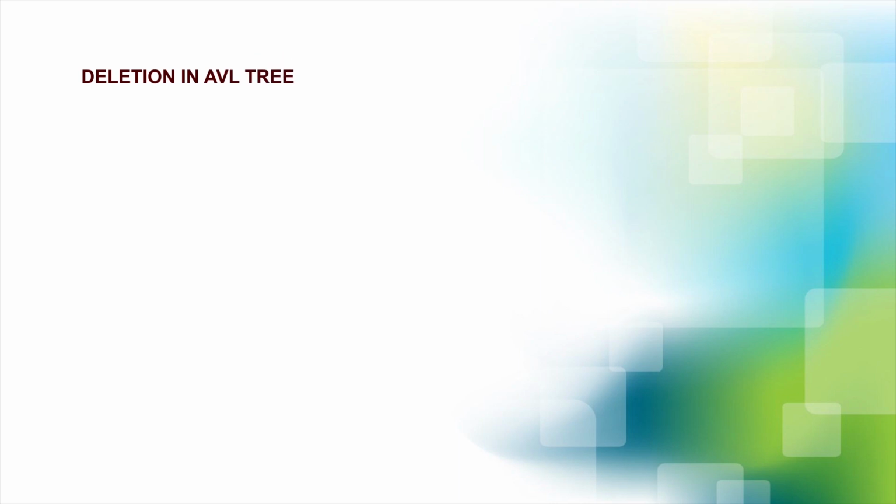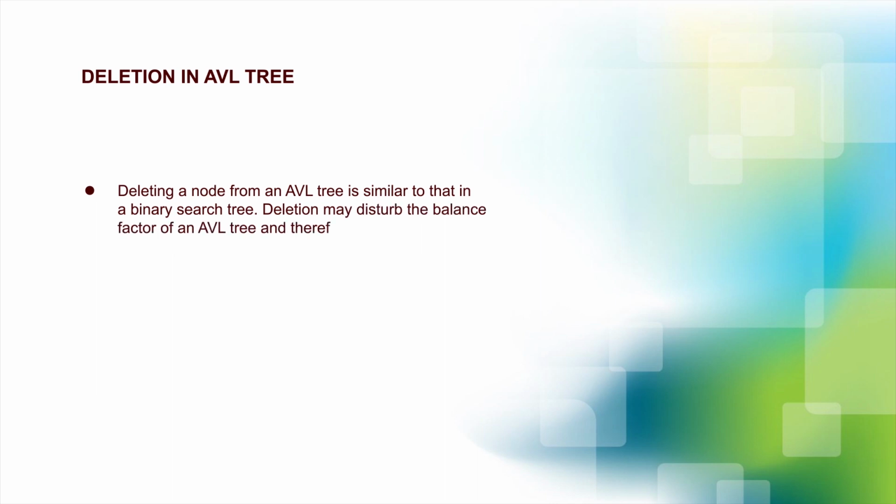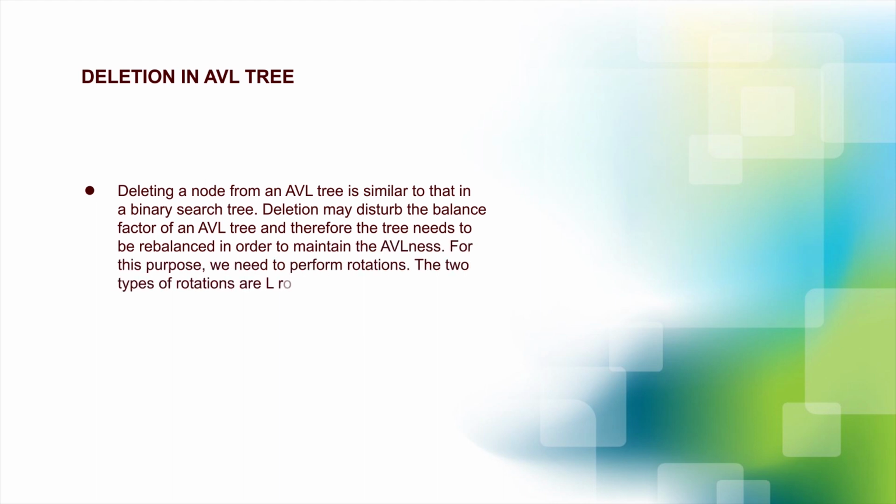Deleting a node from an AVL tree is similar to that in a binary search tree. Deletion may disturb the balancing factor of the AVL tree, and therefore the tree needs to rebalance in order to maintain the AVL-ness. For this purpose, we need to perform rotations. The two types of rotations are L rotation, or left rotation, and R rotation, or right rotation. Here we will discuss R rotation, because once you understand R rotation, you can easily understand L rotation, which is a completely mirror image of the right rotation. So first we want to understand a single rotation, the R rotation.